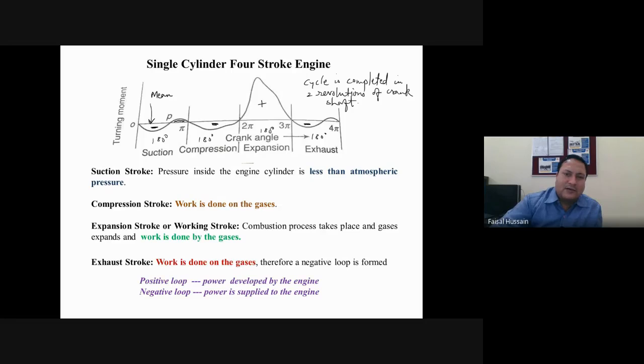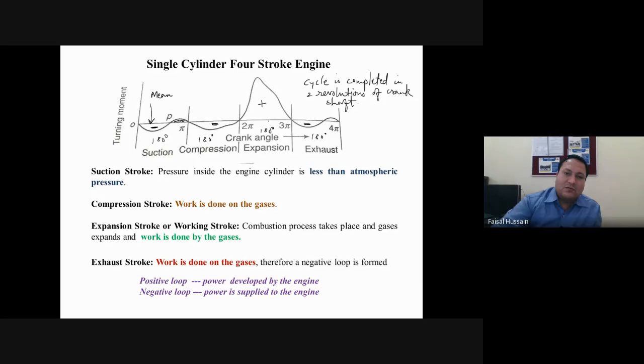The third is your power stroke or working stroke or expansion stroke. Here you can see a very high positive loop is formed because it is a power stroke. Here combustion process takes place. And after the combustion, the gases will expand and work will be done by the gases on the system. In positive loop, work is done by the gases on the system. That is power developed by the engine.